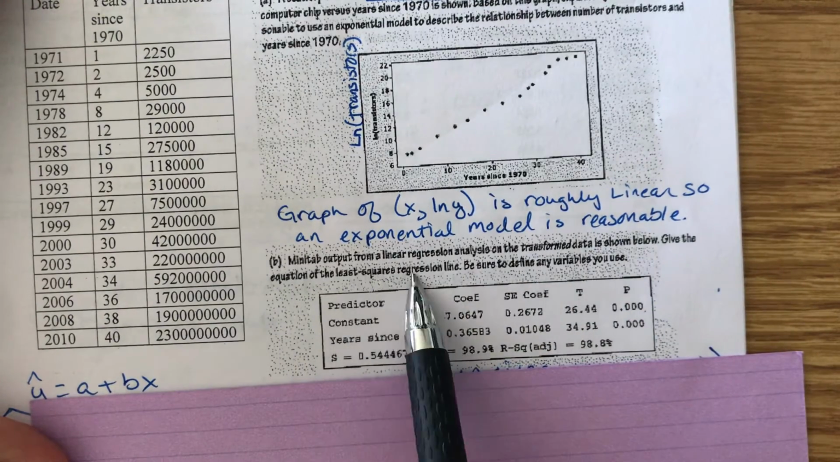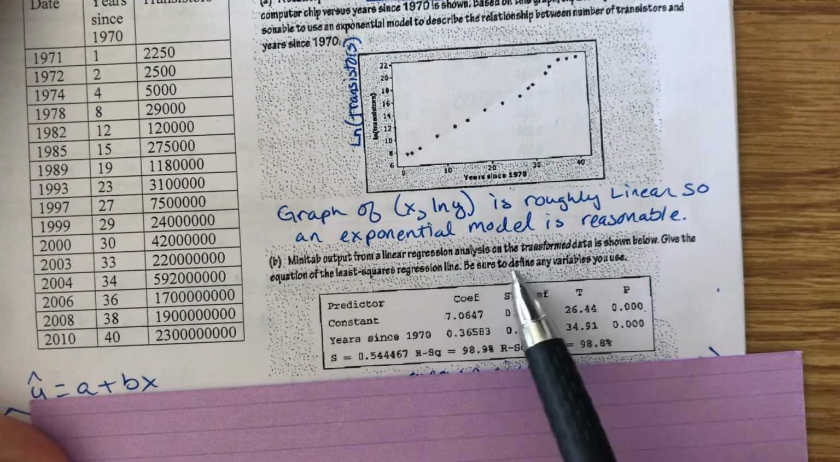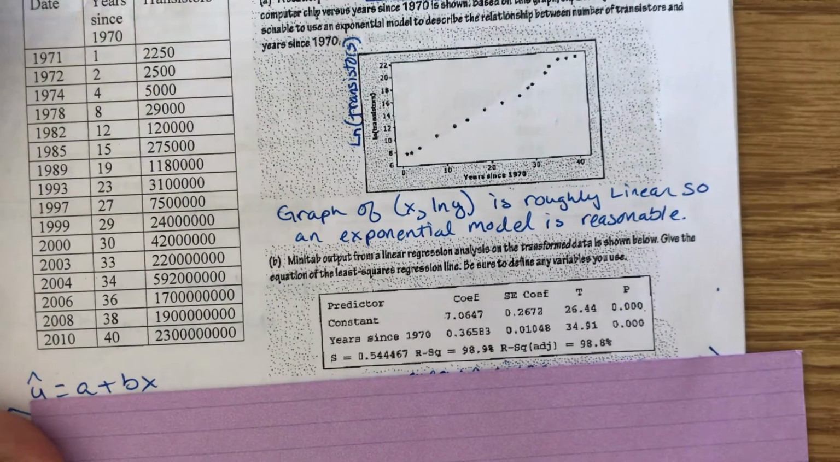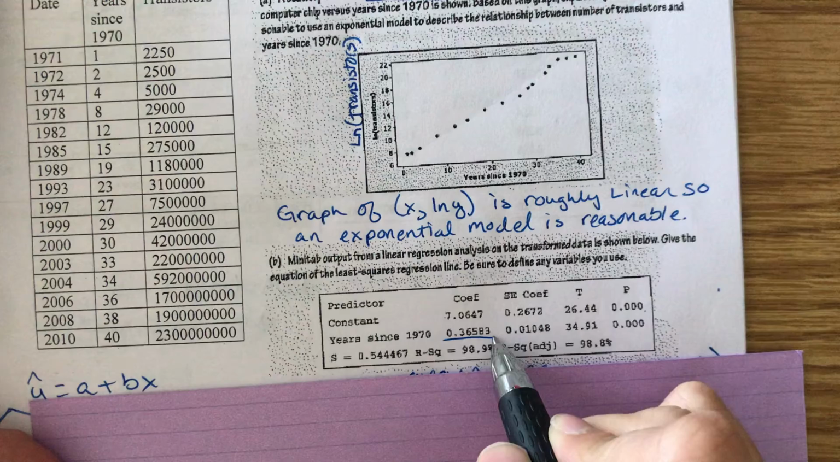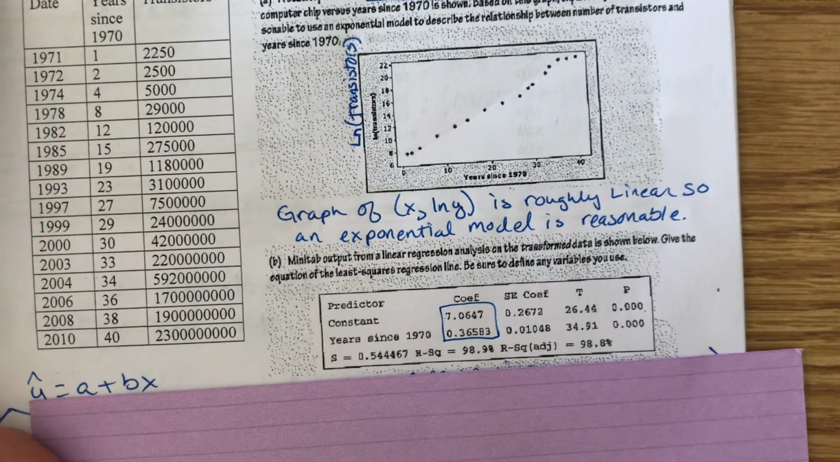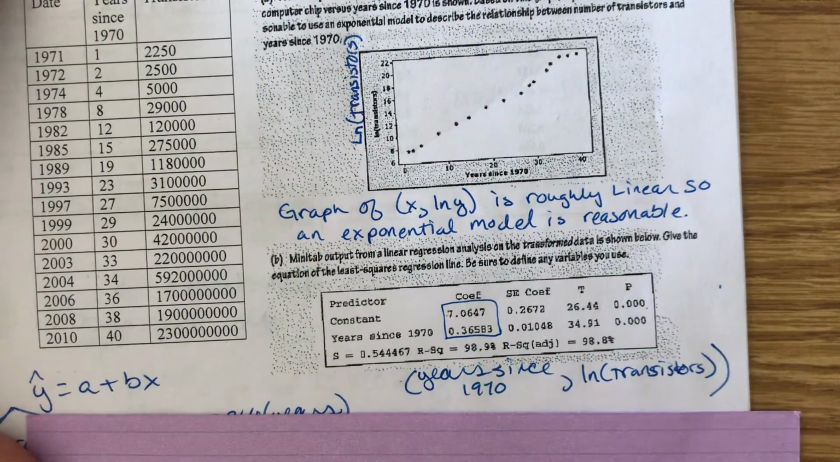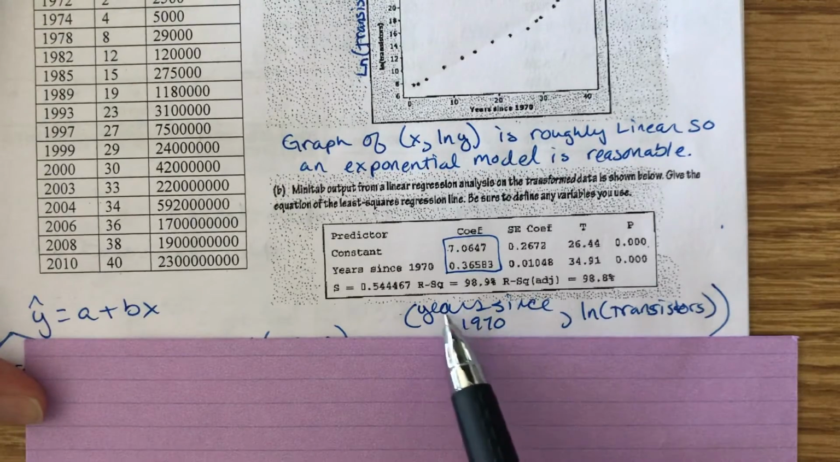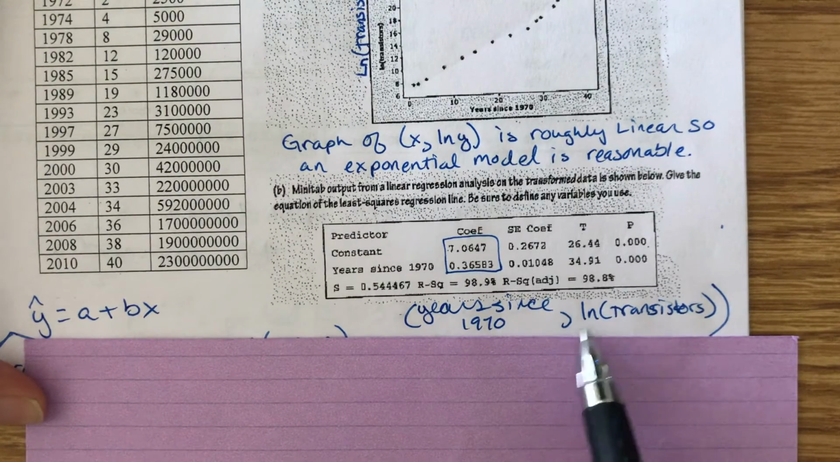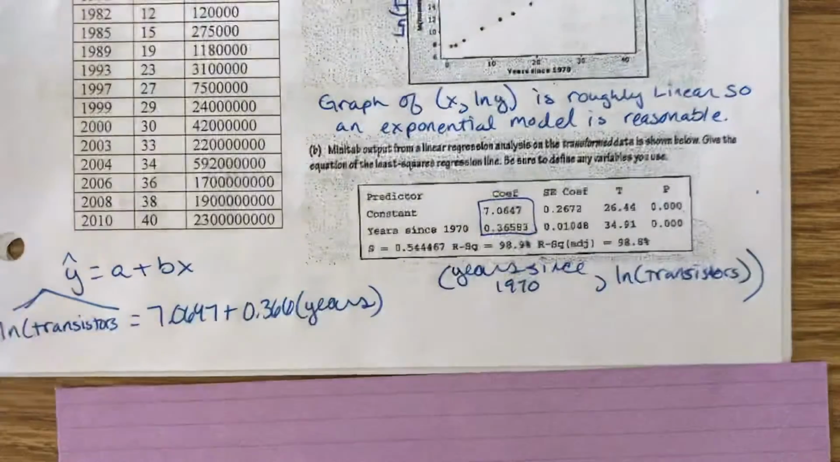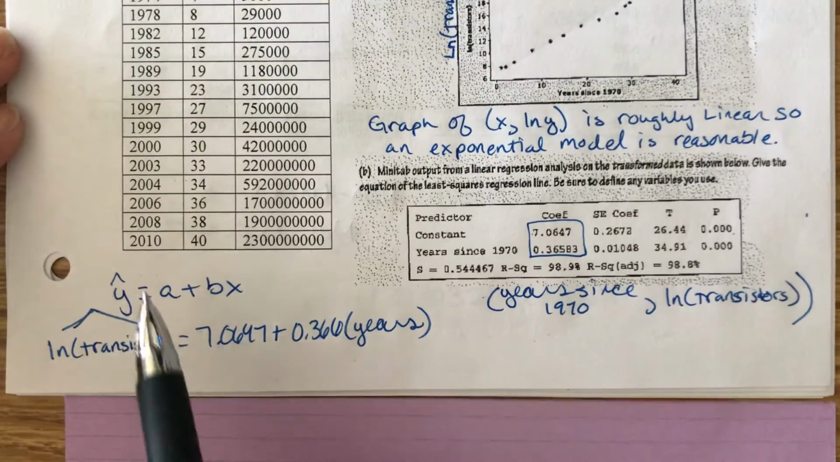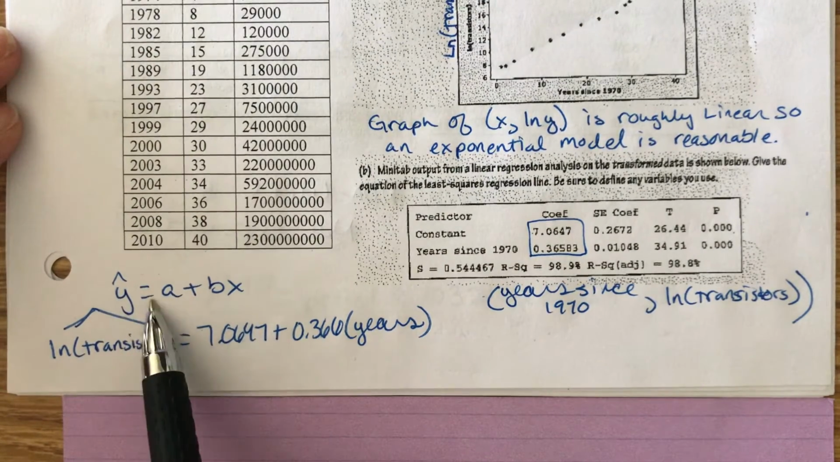Give the equation of the least squares regression line and be sure to define any variables we use. So we just want our y hat equals a plus bx. So we're going to grab our a and our b. I rewrote down here my ordered pairs, years since 1970, comma, the ln of the transistors. And what happens is we're going to have this equation, right? Y hat equals a plus bx.